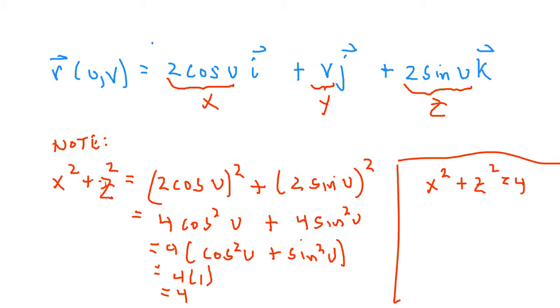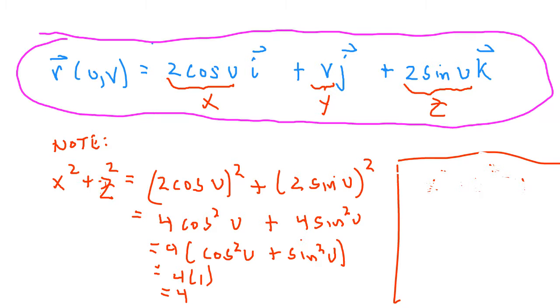That's right, Simon. Think of it like this. For this surface, could y equal 0 and x squared plus z squared equal 4?